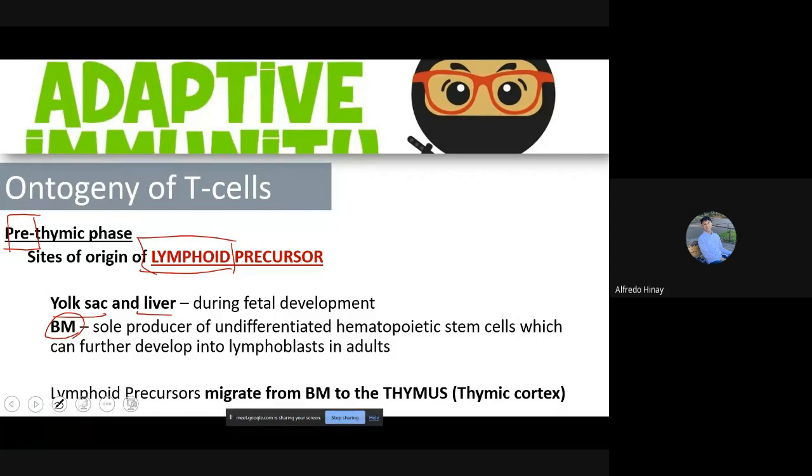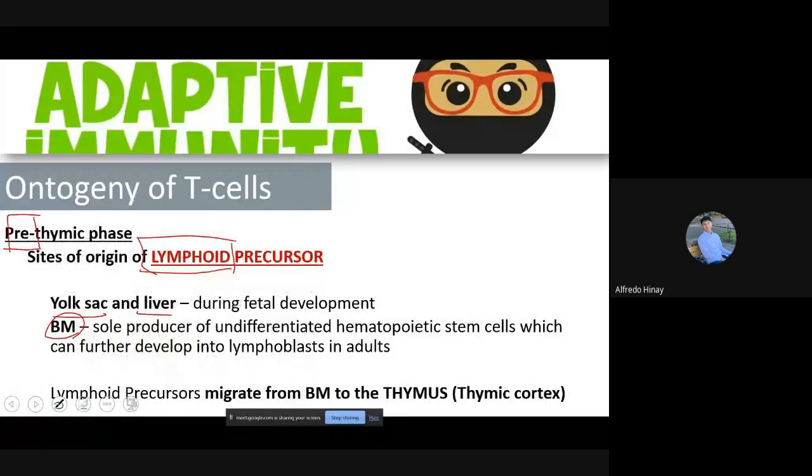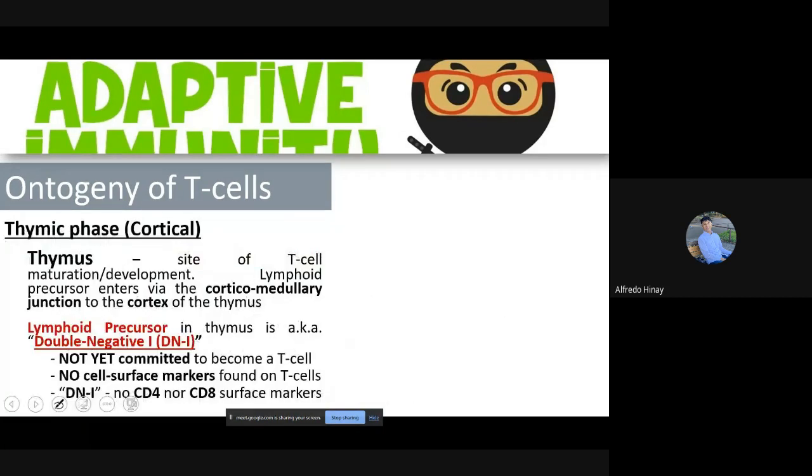So from the bone marrow, they go up to enter your Thymus University. We know where the pre-thymic phase is, class: you have your bone marrow, yolk sac, and your liver. Then, as mentioned here, from the bone marrow they will migrate to your thymus, specifically the cortex, because the cortex is the site of migration of your lymphocytes.